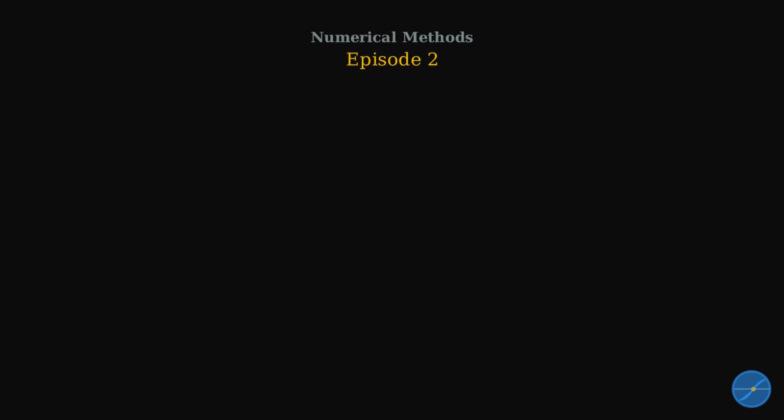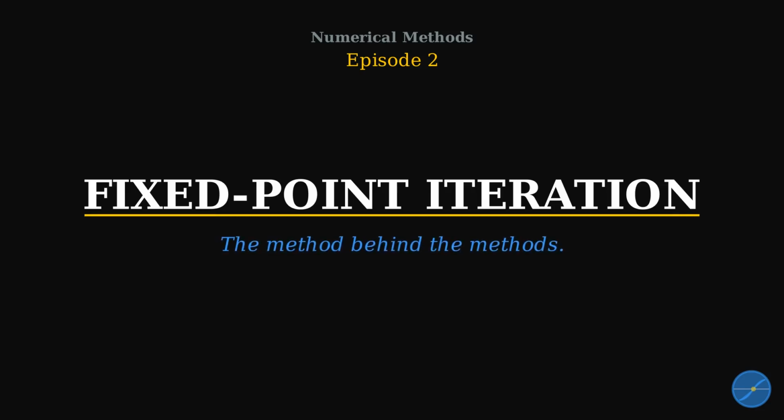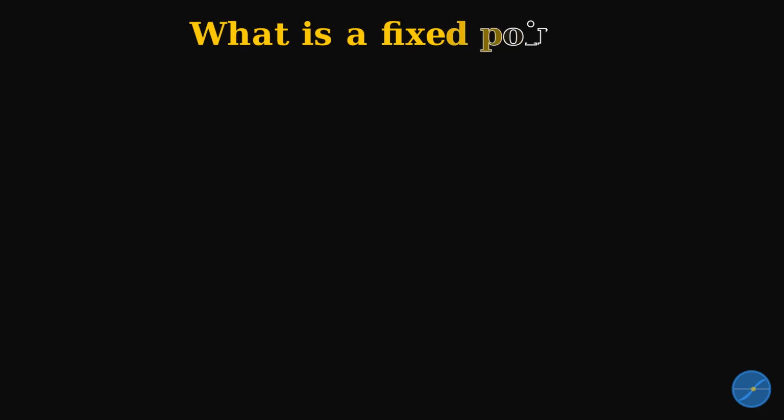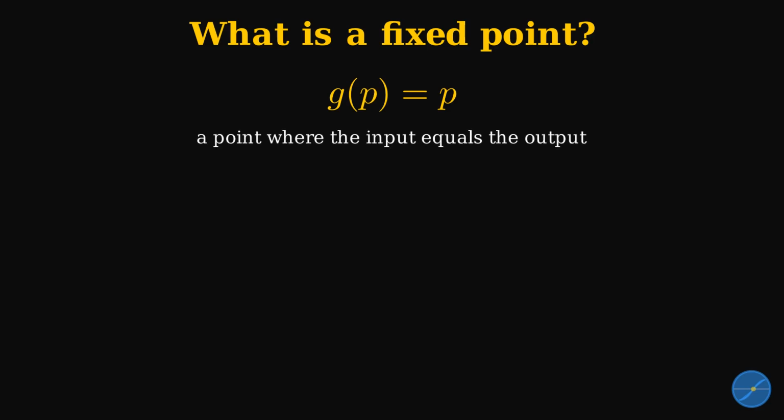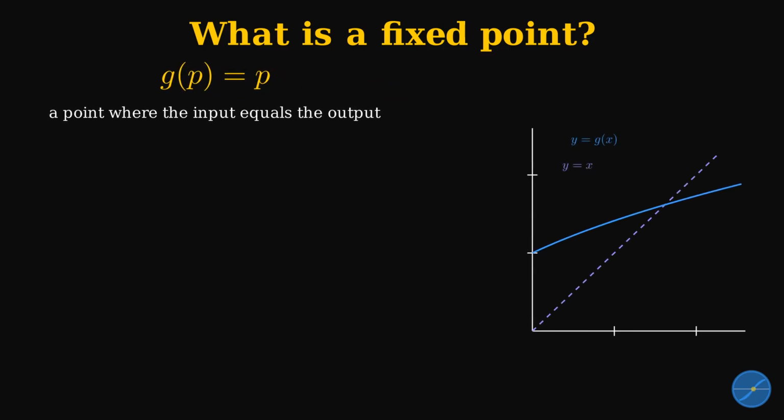Welcome back to Numerical Methods episode 2. Fixed point iteration, the method behind the methods. So what exactly is a fixed point? A fixed point of g is a value p where g of p equals p. In plain words, a point that the function leaves unchanged. The input equals the output. Picture it: a fixed point is where the curve y equals g of x crosses the diagonal line y equals x. At that crossing, the input and the output are the very same number. That is exactly what g of p equals p means.